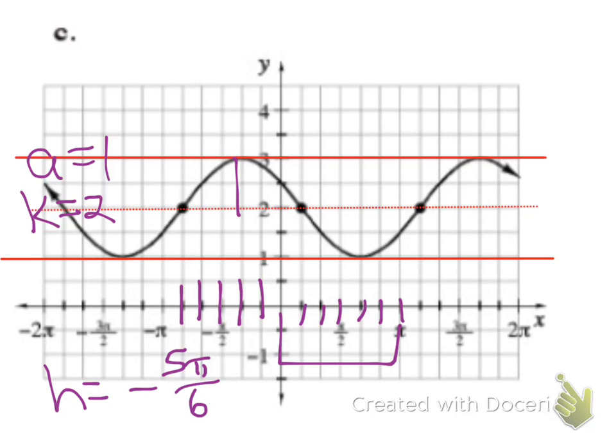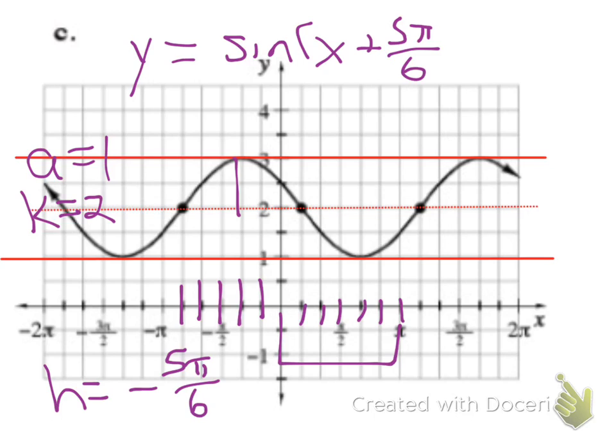I now have an equation of y equals my a value of 1 times the sine of x minus a negative, which is x plus 5 pi over 6, plus my k value.